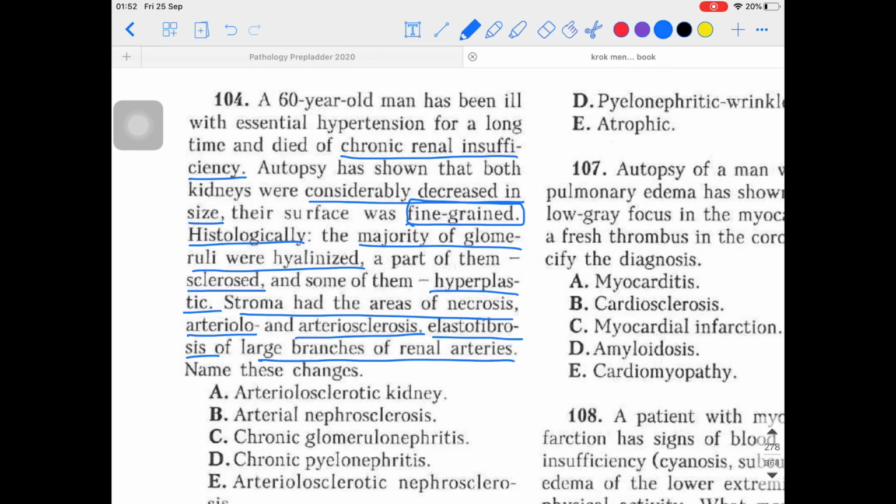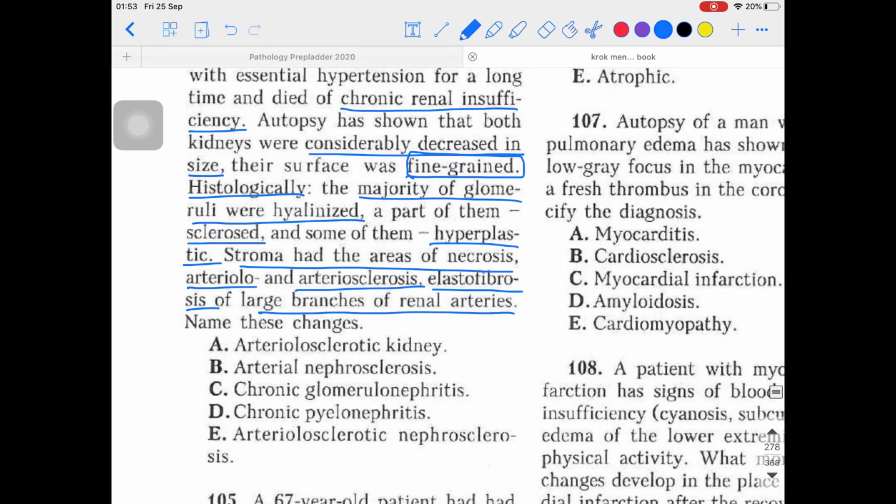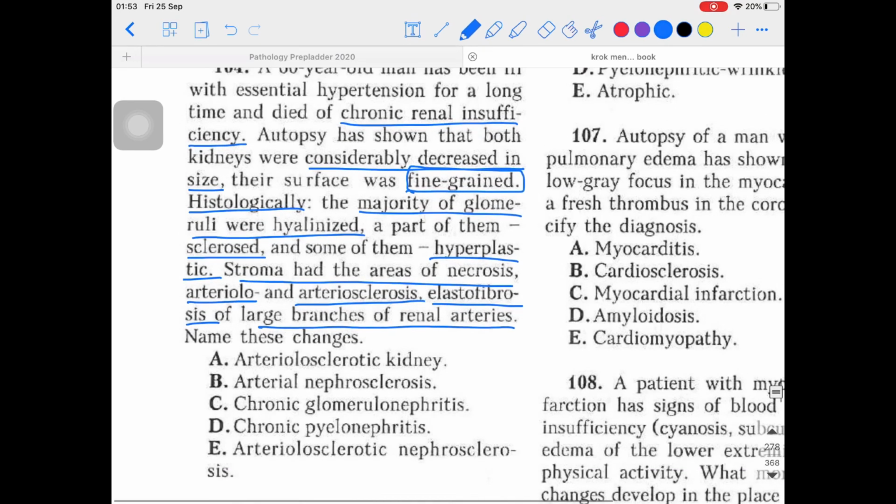So the answer they gave themselves in the question itself. Look over here, they said that the kidney was having chronic renal insufficiency. Along with that, they said that the stroma had areas of necrosis and arteriolosclerosis, as far as this kidney's blood vessels are concerned. They said the kidney had a fine grained surface, the kidney size was considerably decreased, and part of the kidney was sclerosed, hyalinized. So these kind of things they gave you.